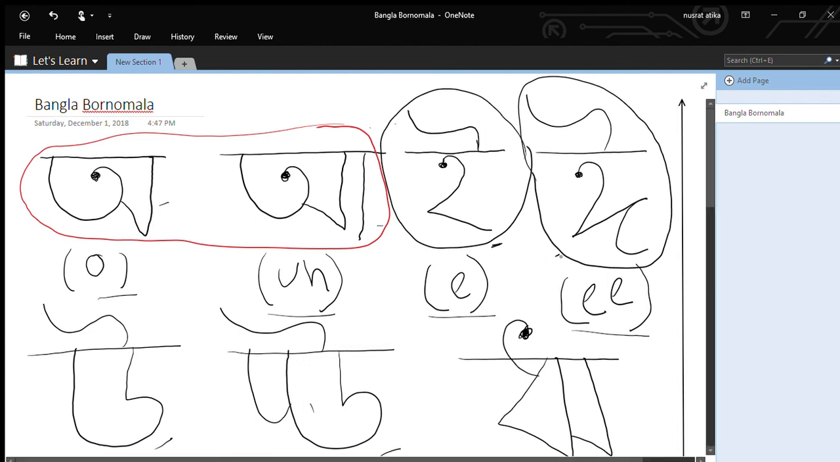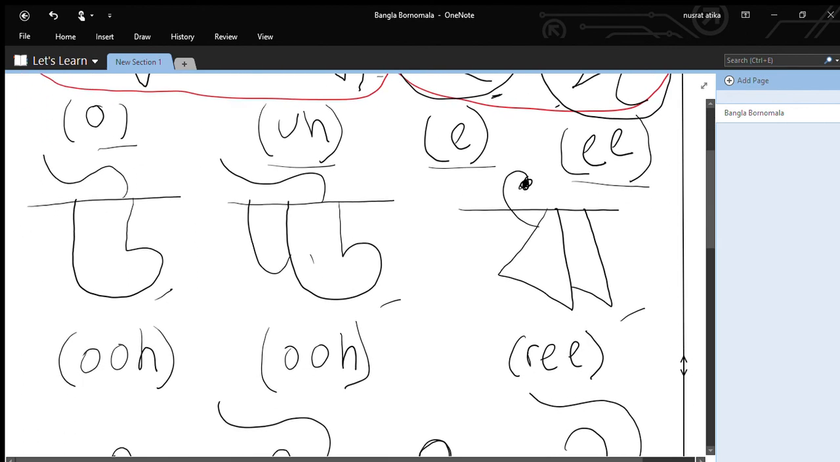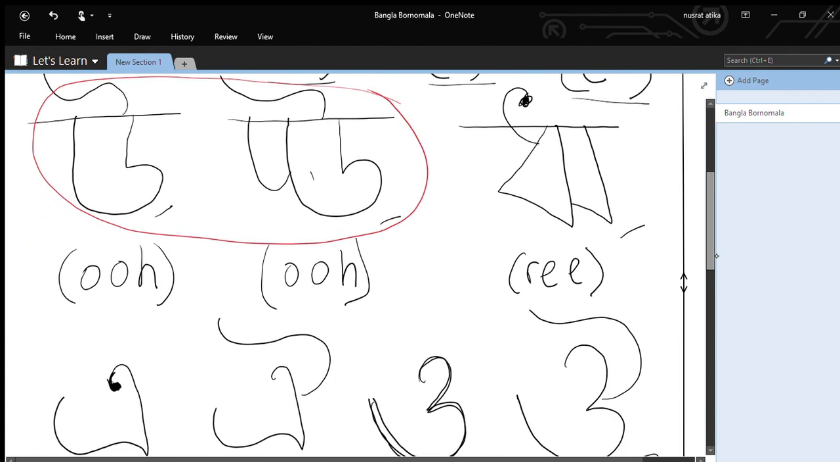Rosho E and Dirgho E look similar. They both look like twos, but a little fancy with tails. And they sound the same. E, E. Rosho U and Dirgho U, they also come in a pair, and they sound the same. U, U. Ri, the only lonely guy. He doesn't come in any pair, so he's just Ri.